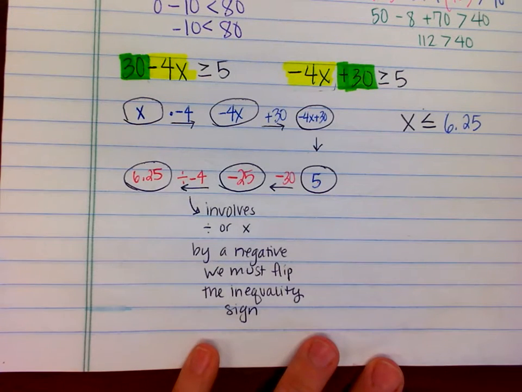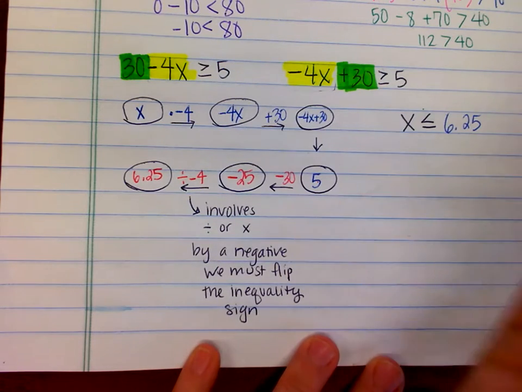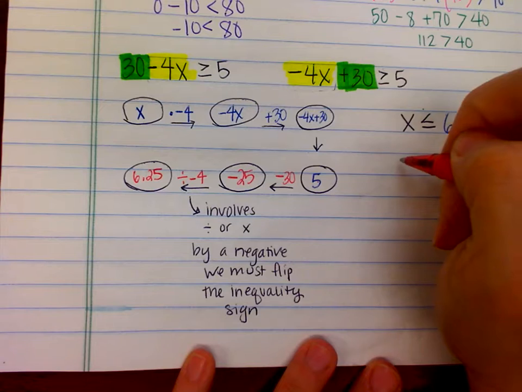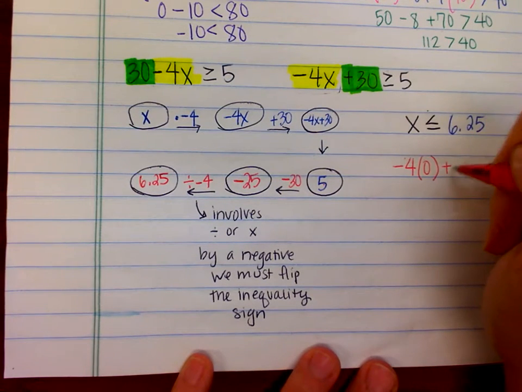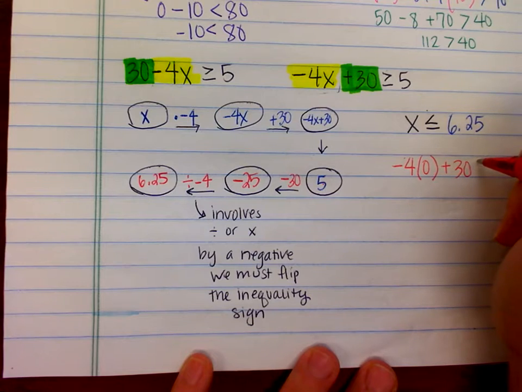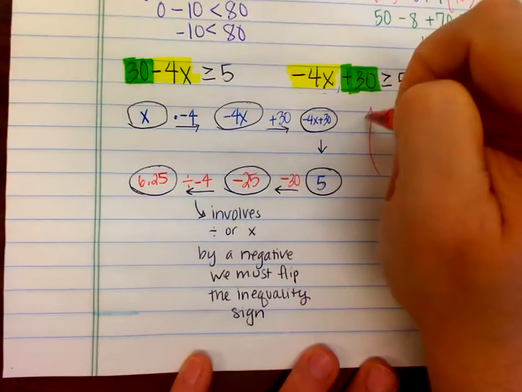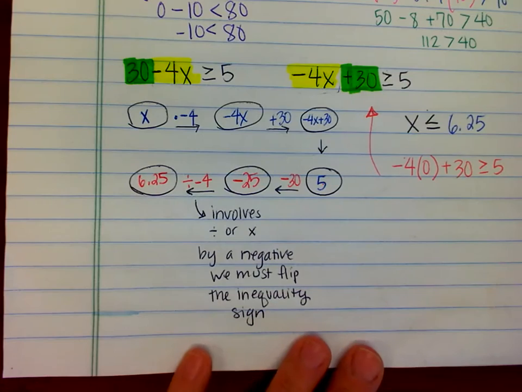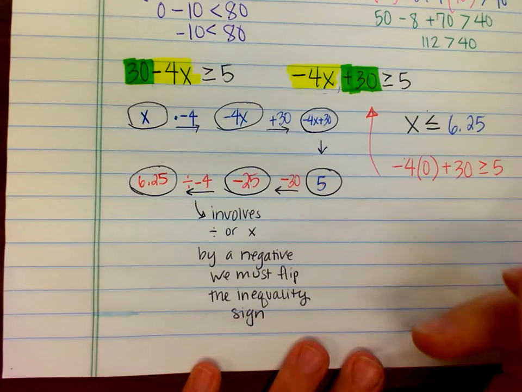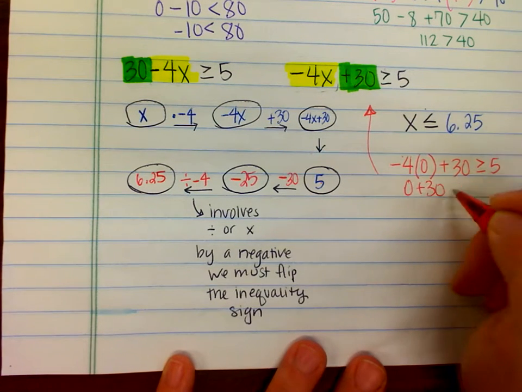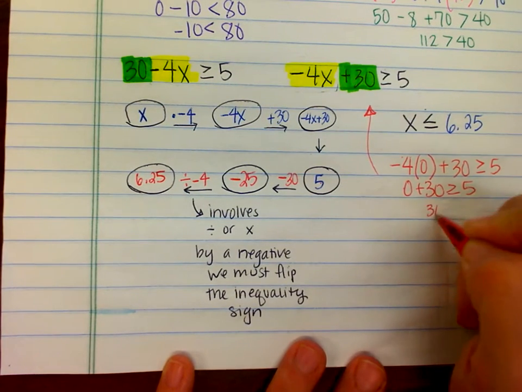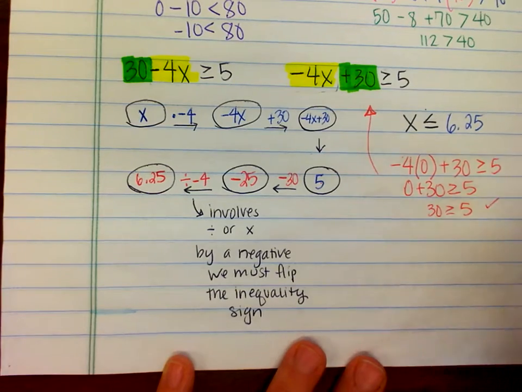Let's test it out. Let's choose a number that's less than 6.25. My favorite number to test is always 0. So we do negative 4 times 0 plus 30. Is that greater than or equal to 5? We're testing it out in the original equation. And in fact, 0 plus 30 is indeed greater than 5.